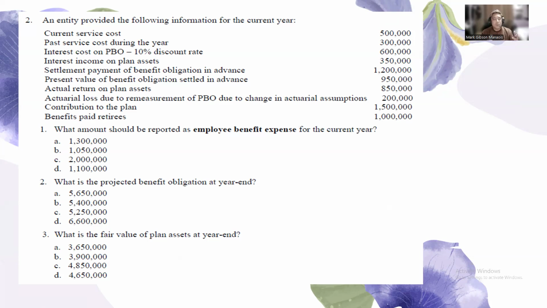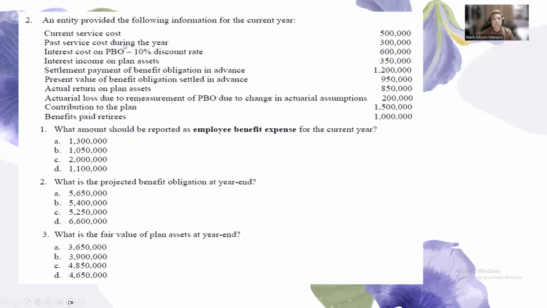So for problem 2, what are the requirements? Number 1, what amount should be reported as employee benefit expense? From there, alam ko na may template ako for employee benefit expense. No? So I'll just get that template para at least fill in the blanks na lang, more on puzzle na lang. Then, what is the projected benefit obligation? So meron din tayong template dyan. And then the final requirement is what is the fair value of plan assets or FVPA? Again, we have a template that we introduced earlier.